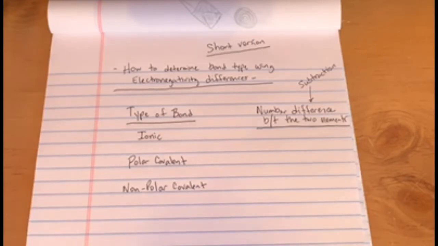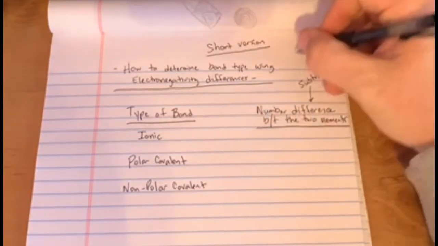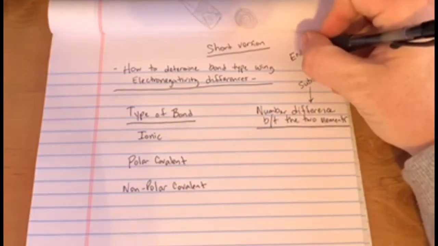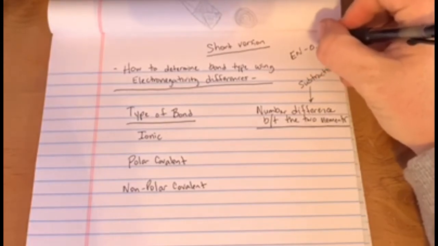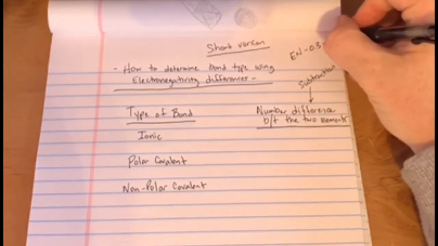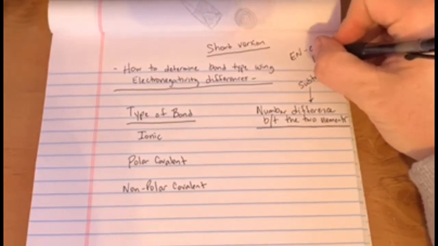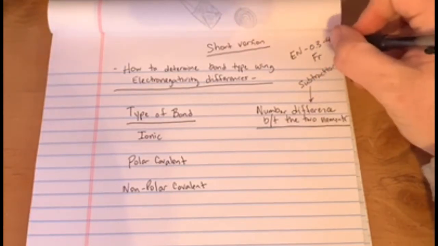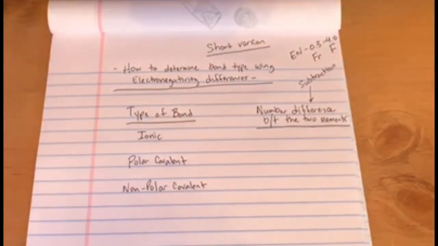So absolute means that the number difference can't be negative. You can't have a negative value for electronegativity difference. It has to be positive because the lowest value you could possibly get is 0, okay? The electronegativity falls between 0.3 and 4.0, okay? This is going to be francium or cesium, and this one is fluorine, okay?